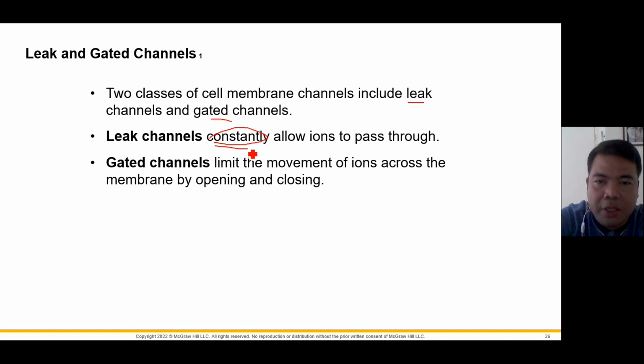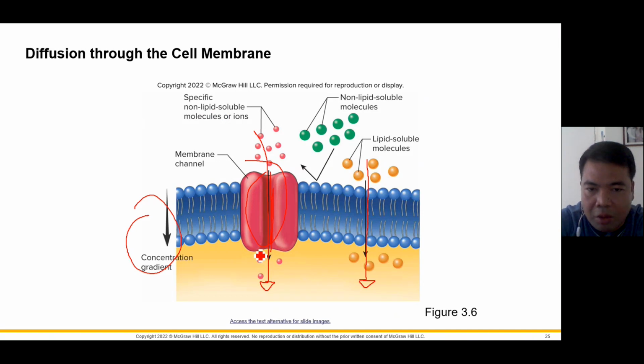Gated channels limit the movement of ions across the cell membrane by opening and closing, hence the name gated. When we say gated, it is not always open. It requires a particular stimulus to open. For a gated channel to open, a particular stimulus is needed. Okay, so let us continue.